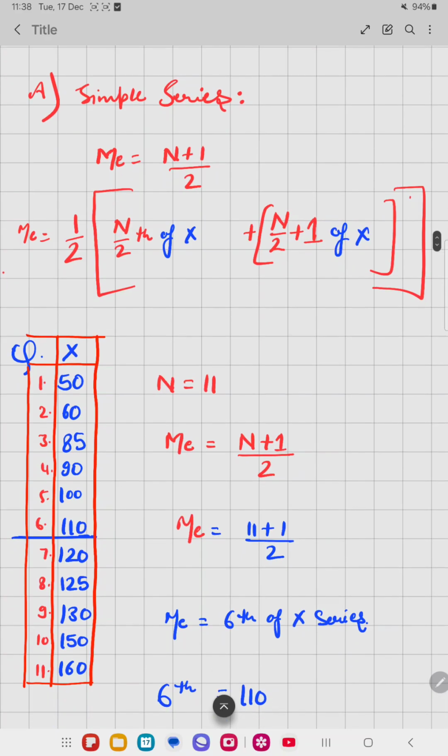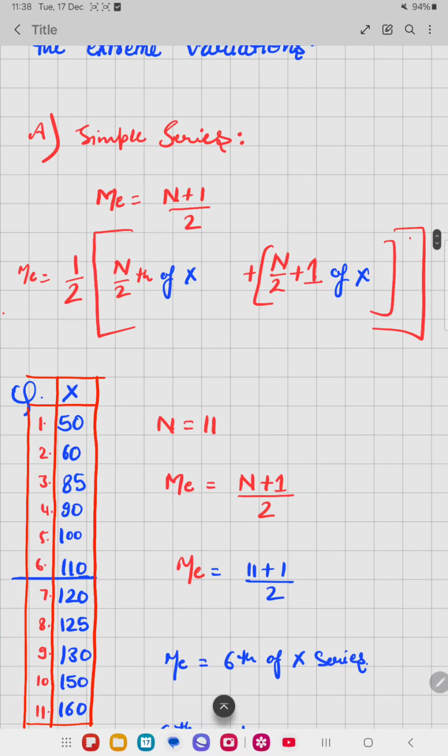Now in simple series, the formula for finding the median, first the n is (n plus 1) by 2, or if it is an even number then 1 by 2 bracket of n by 2 of the x plus n by 2 plus 1 of the x. So in case of odd number you can use n plus 1 by 2, which is a very simple formula. In case of even number you use this formula.